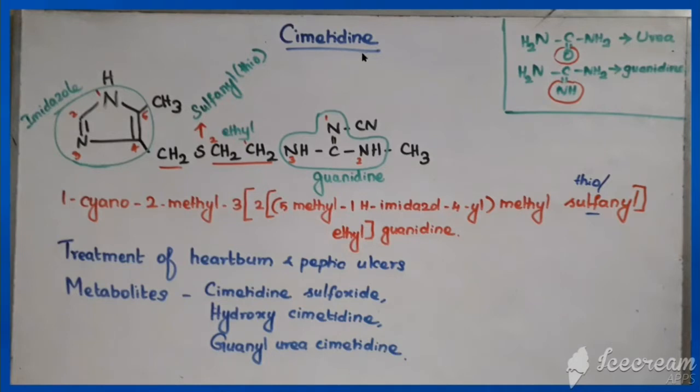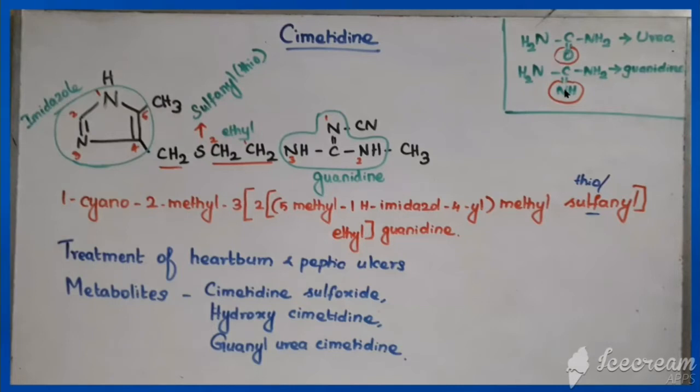Cimetidine. It is the first H2 receptor antagonist. Look at the structure of cimetidine. In that, guanidine is the parent for this one. So what is meant by guanidine? Already we have known the structure of urea. What is urea? NH2-CO-NH2, that is called urea. Here the oxygen is connected to carbon by means of a double bond.